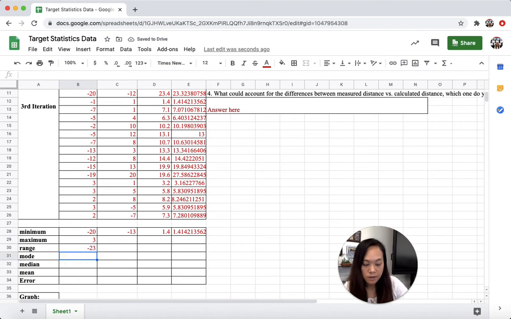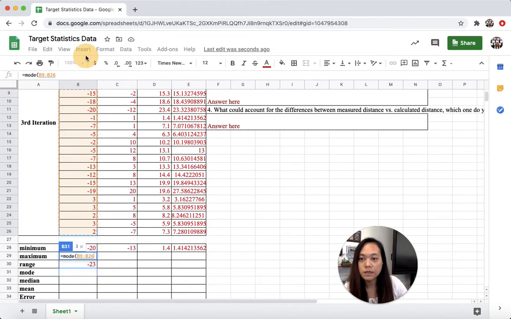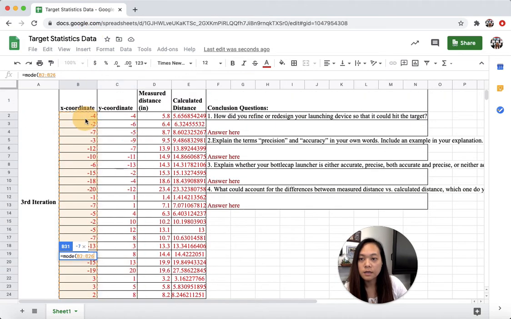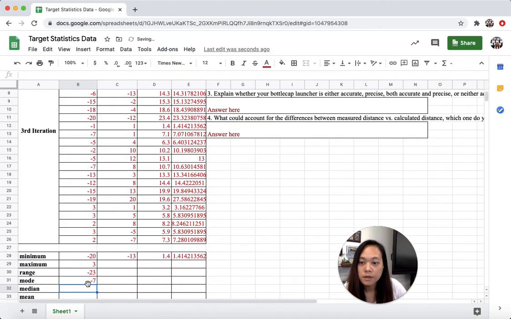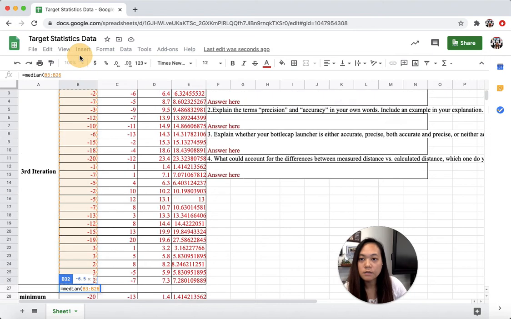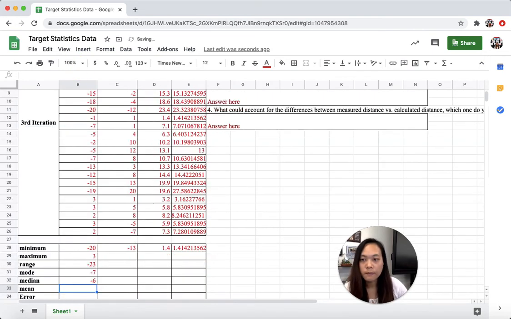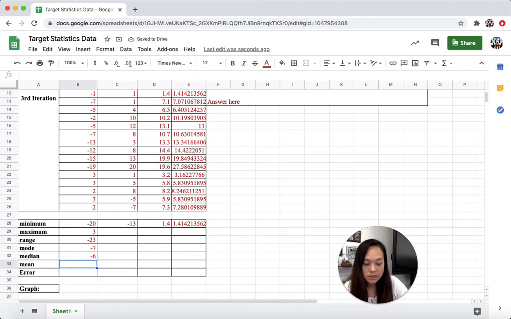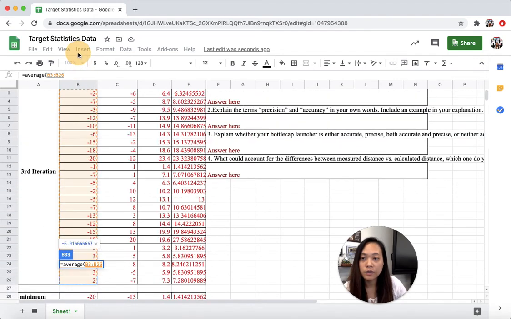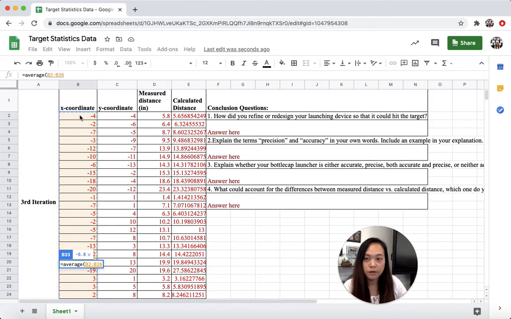My mode is the most, so I'm going to type mode, which is the most. What's my most repeated x coordinate that it lands on? Let's see, enter. -7. Okay, my median is the middle. I think I just typed median. What is the middle value of all of this? Let's see, enter. And then my mean is average. Average means if I were to take all the numbers and add them up and divide by 25, what would be the average of the coordinates?